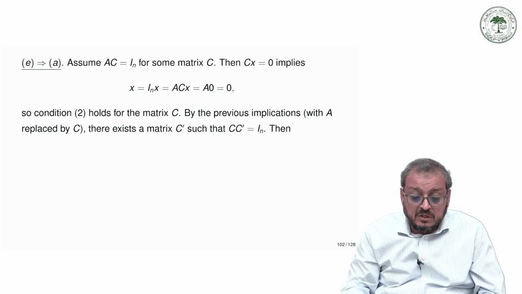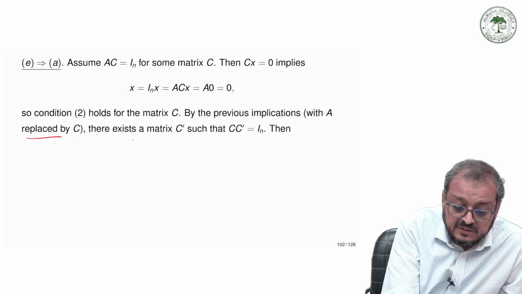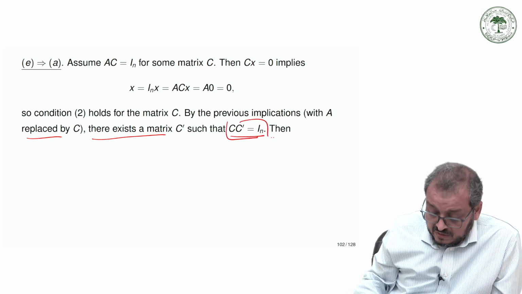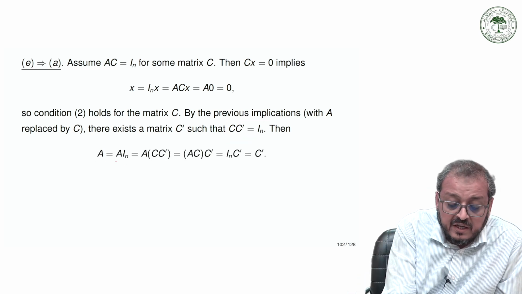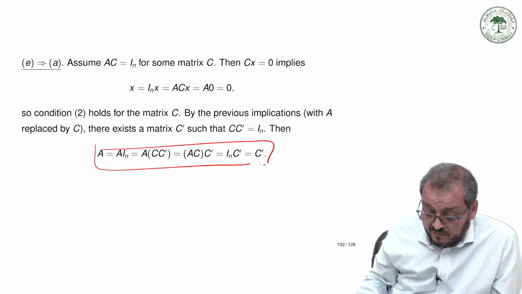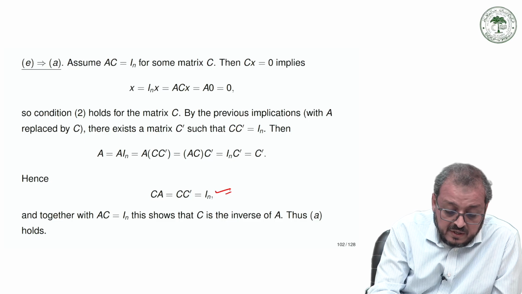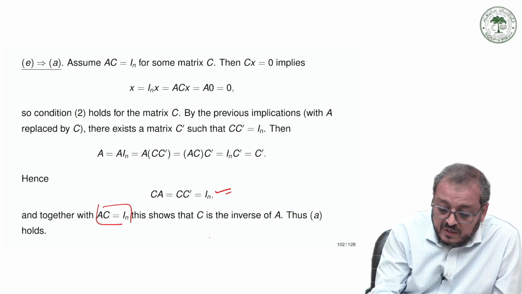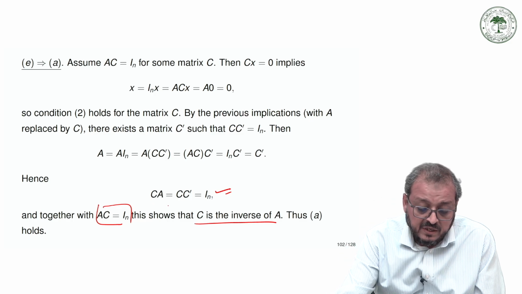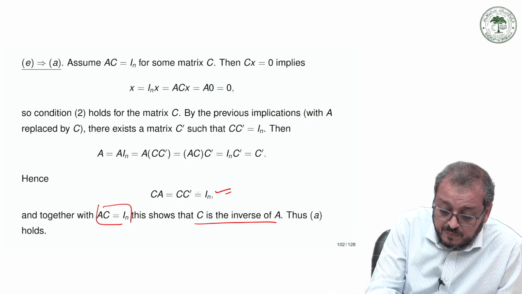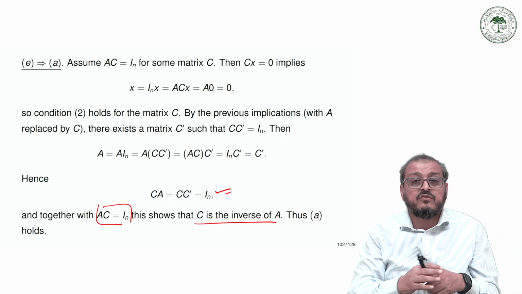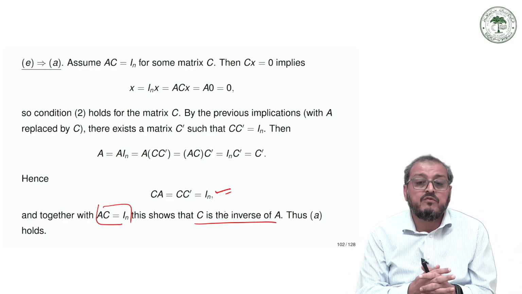So by the previous implication, A implies C, there exists a matrix C prime such that C prime A is the identity. Then we can say that A can be written as identity times C prime. Therefore, clearly CA is equal to identity. So CA together with AC equal to identity shows that C has an inverse, and then A has an inverse. So this means A is whole. This completes the proof of this theorem.